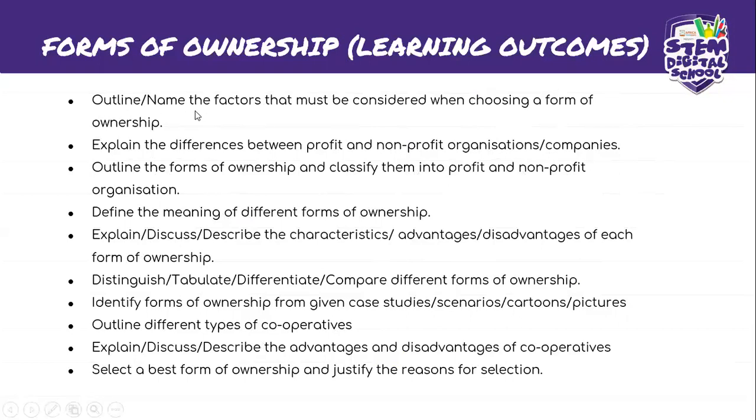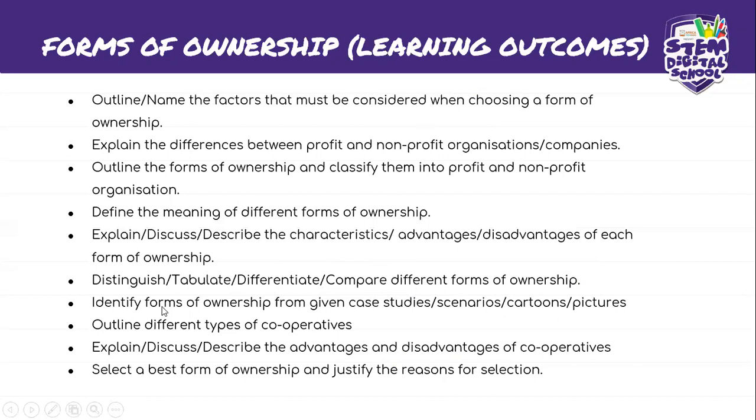So you must outline or name the factors that must be considered when choosing a form of ownership. You must explain the difference between profit and non-profit organizations or companies. You must also outline the forms of ownership and classify them into profit and non-profit organizations. You must define the meaning of different forms of ownership. You must also explain or describe the characteristics, advantages and disadvantages of each form of ownership. You must distinguish, tabulate, differentiate, or compare different forms of ownership.